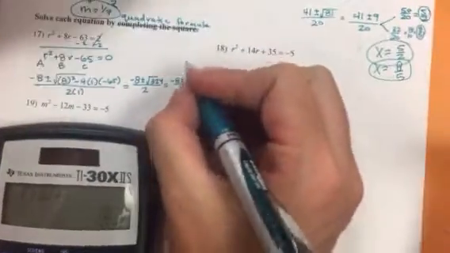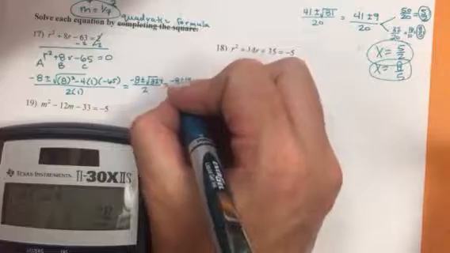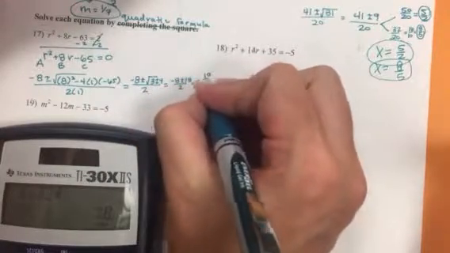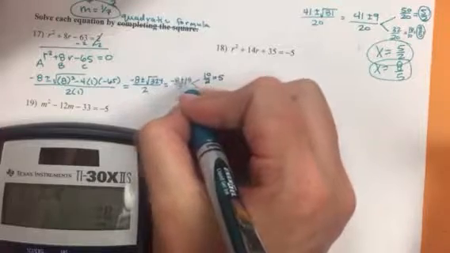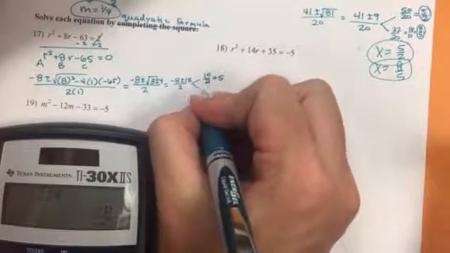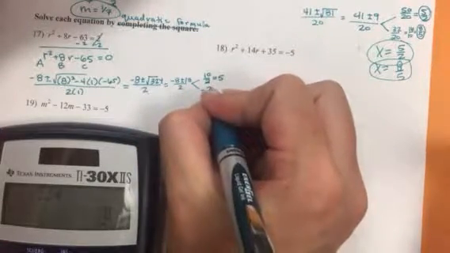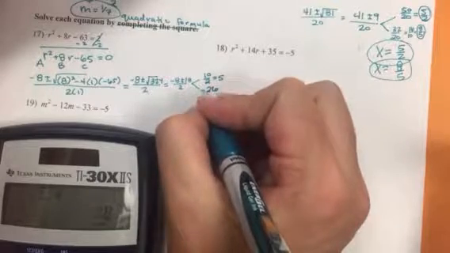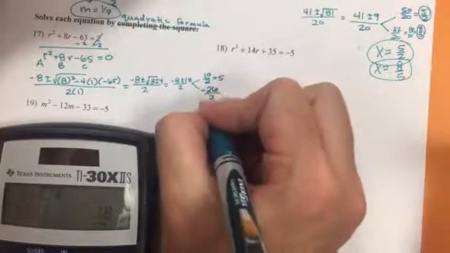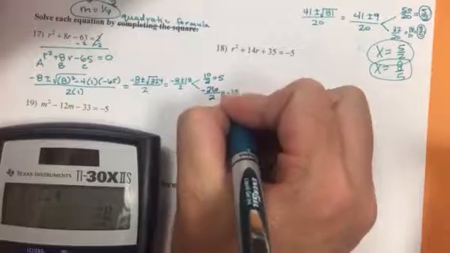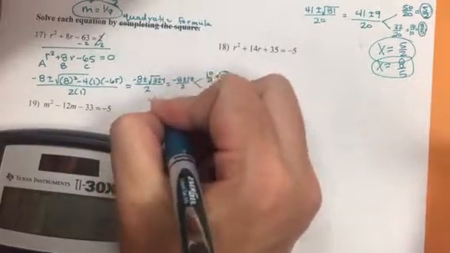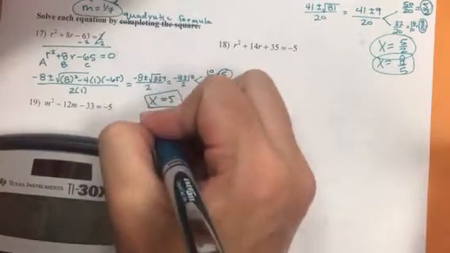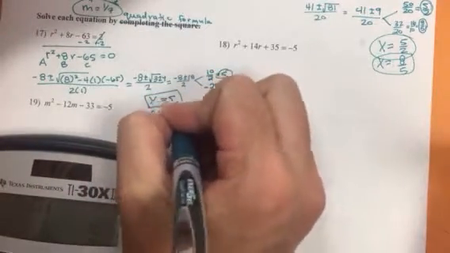Add the top, so -8 plus 18 is 10 over 2, which equals 5. -8 minus 18 is -26 over 2, which equals -13. So x equals 5 and x equals -13.